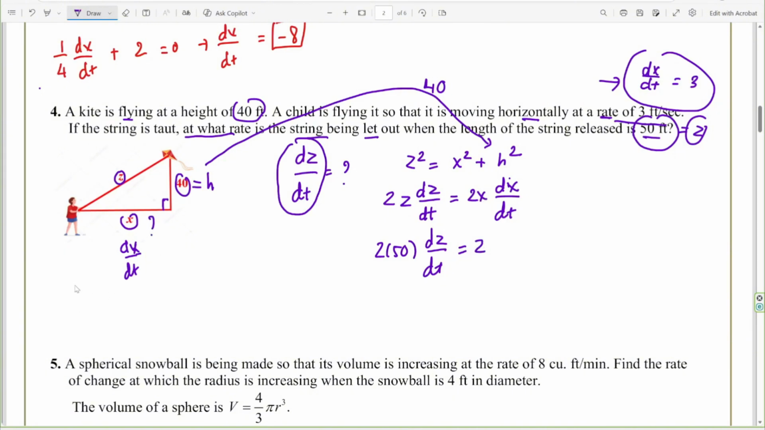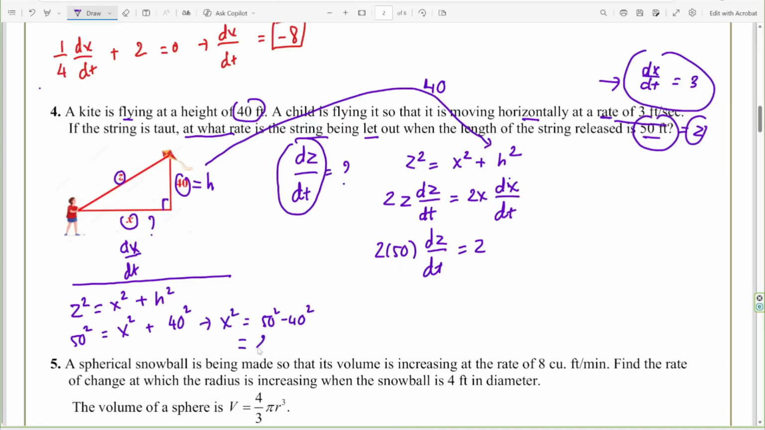Now, we're going to calculate s on the side, right? So we have z squared equals s squared plus h squared, right? Z is equal to 50, right? So we have 50 squared equals s squared plus 40 squared, right? So s squared equals 50 squared subtract 40 squared, right? And it's going to be 2500 subtract 1600. It's going to be 900. Take the square root of both sides, so s equals 30, right?